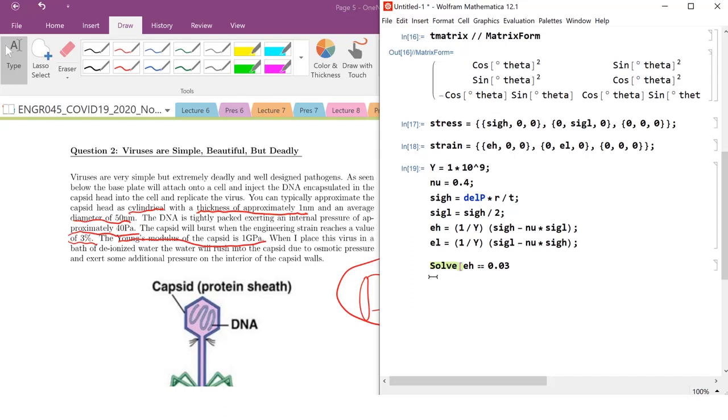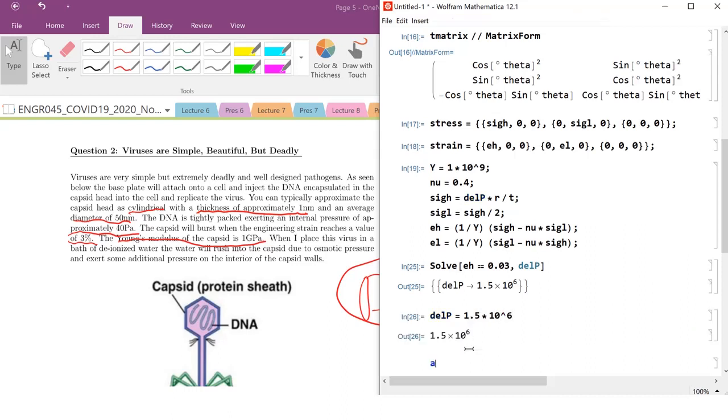And I want to solve simultaneously, actually I'll solve EL later. So when EH is 0.03, let's solve for del P. So my del P is 1.5 times 10 to the 6 pascals. So if I set del P equals 1.5 times 10 to the 6 pascals, that's the del P required to fracture.